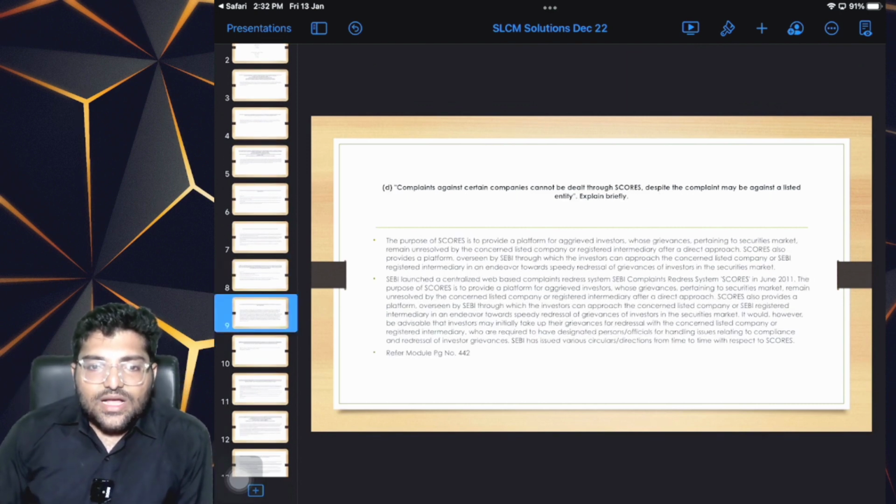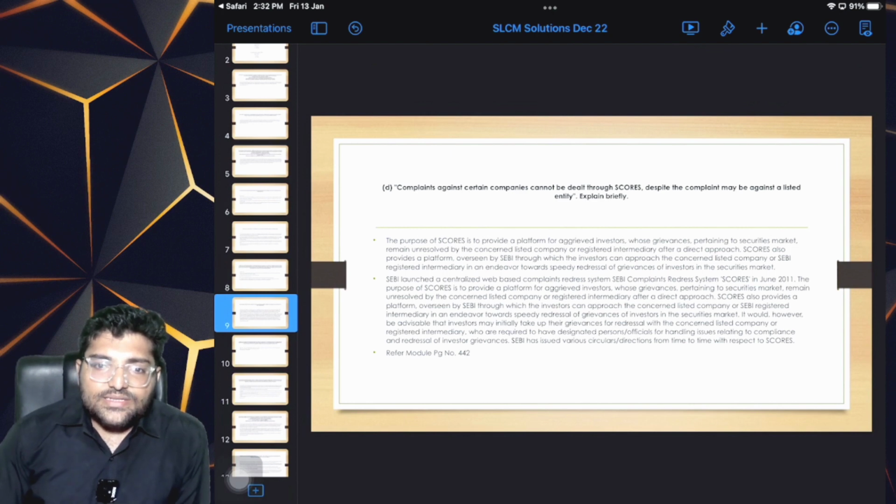Next question which was asked regarding the complaints against certain companies cannot be dealt through SCORES despite a company may be against a complaint may be against a listed entity. So over here you need to refer the module page number 442 where you need to specify the SCORES, and you need to refer the provisions which are specified over there.